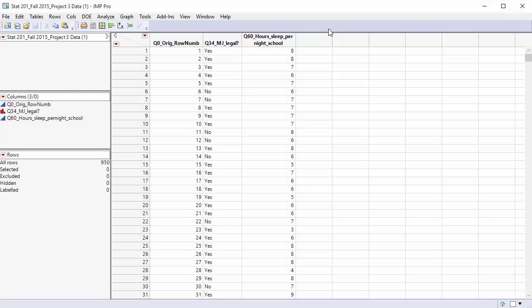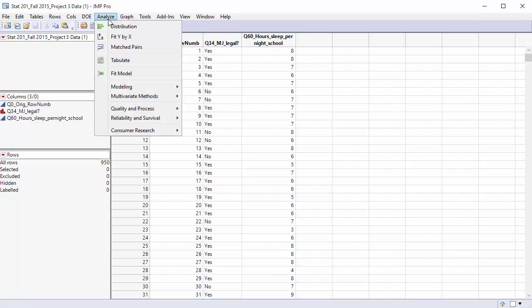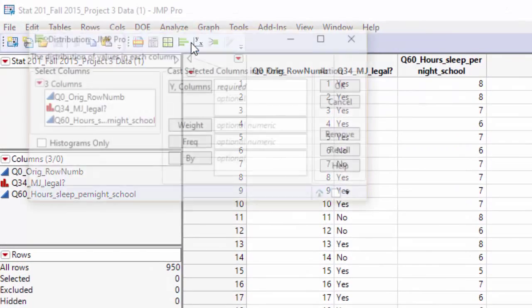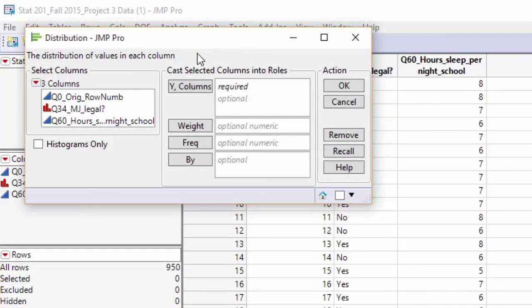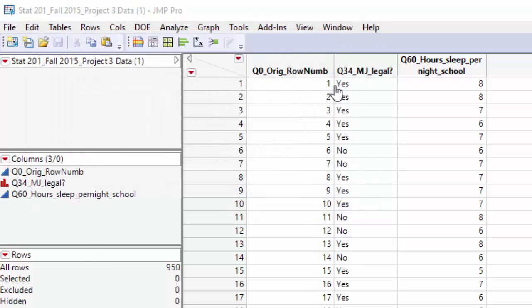To perform a goodness of fit test in JMP, open up your data and then go to Analyze, Distribution. We will need to first construct a histogram by double-clicking on our data and putting it into the Y columns. Now, go ahead and click OK.